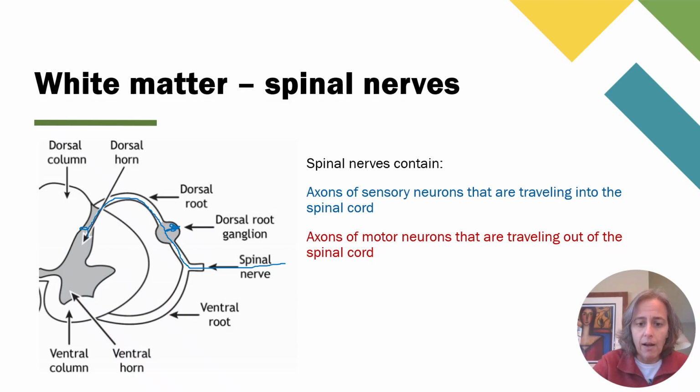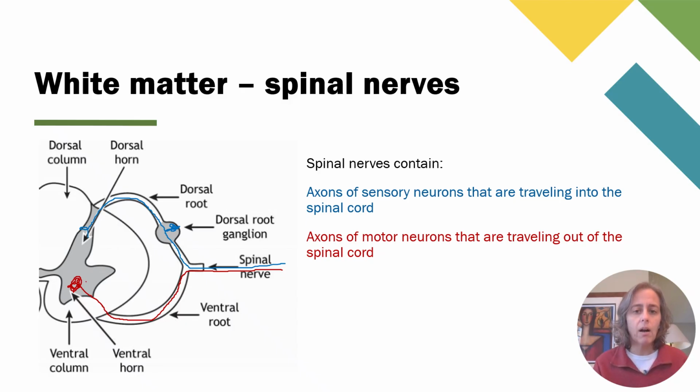Whereas if I am coming from a motor neuron in the ventral horn, right? So I've got a motor neuron here in the ventral horn, and it sends its axon out through the ventral root, and then it combines into this spinal nerve. So spinal nerves are mixed nerves, right? So they've got axons going each way.